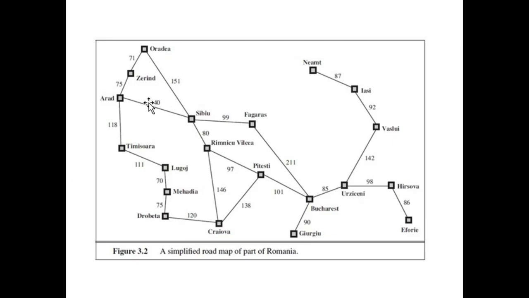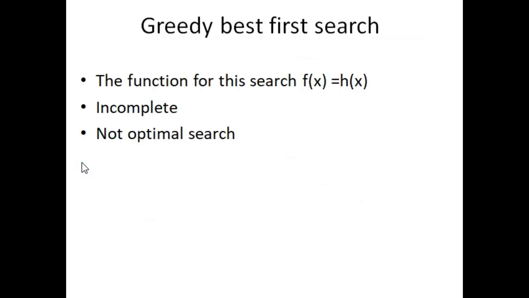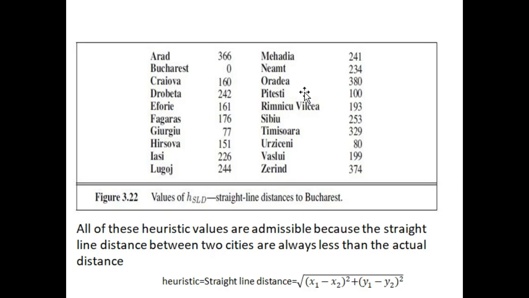Now we will solve this problem by using greedy best first search. We want to move from city A to B. A is our initial state, so we will use the greedy best first search to solve this problem. We choose the heuristic value as a function. This search technique is incomplete, and it is not an optimal search. This search technique will use these heuristic values as a function. All of these values are admissible heuristics, because we are calculating these values by using the straight line distance.